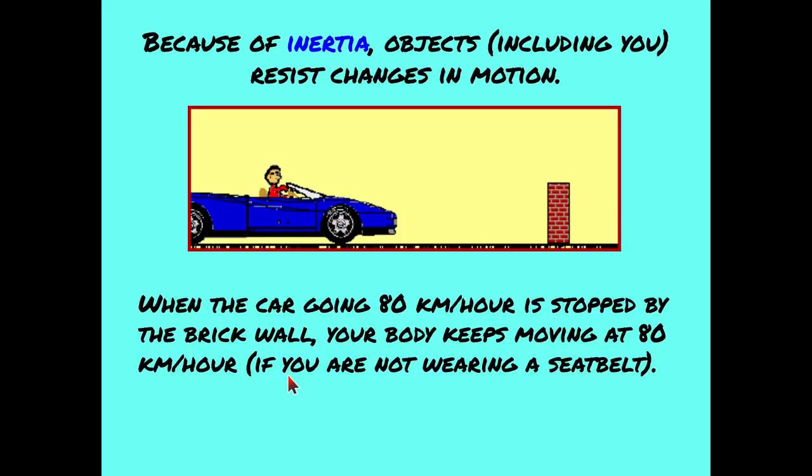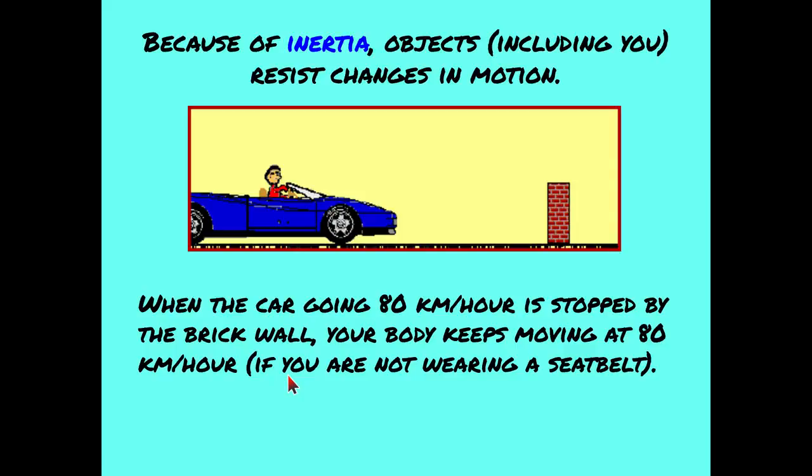Now let's talk about car restraint, or vehicle restraints. When a car is going 80 kilometers per hour and is stopped by a brick wall, your body keeps moving at 80 kilometers an hour. So in this case, you would see that the person would keep going if you are not wearing a seatbelt. So Newton's first law is a great reason to wear a seatbelt. The individual will keep moving after the car stops.